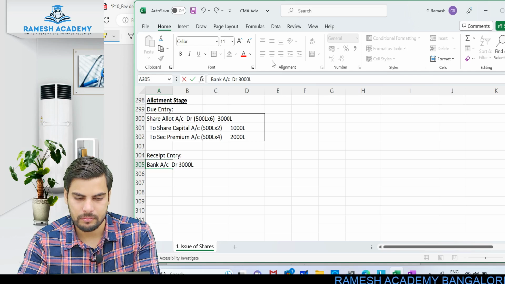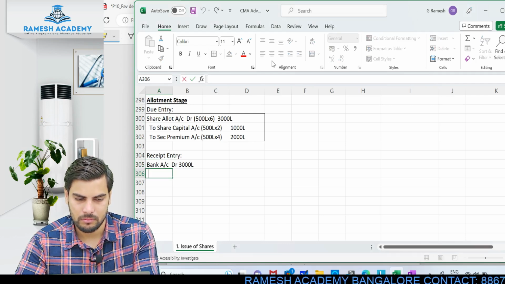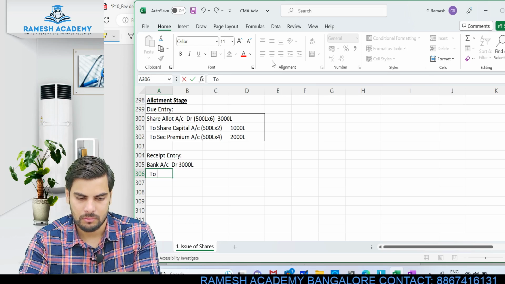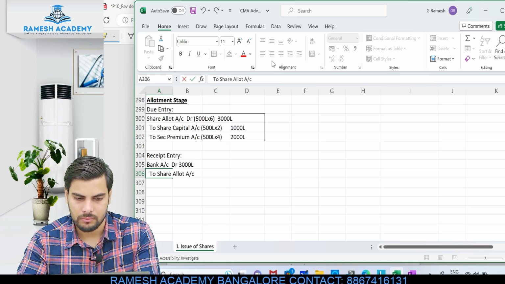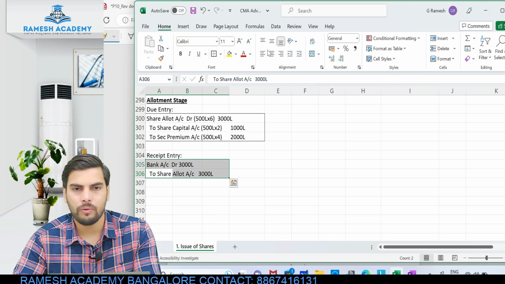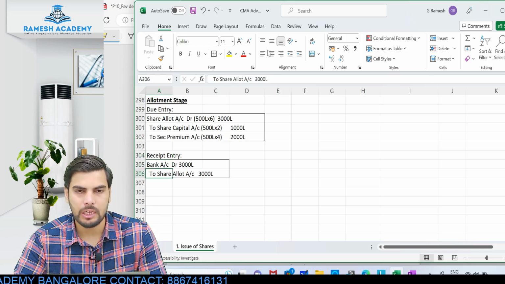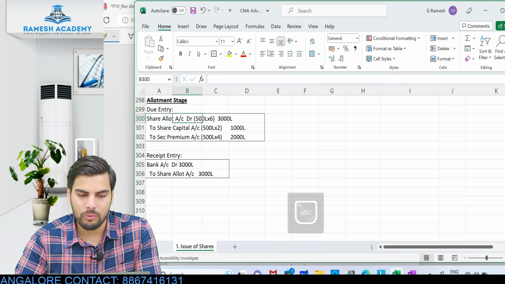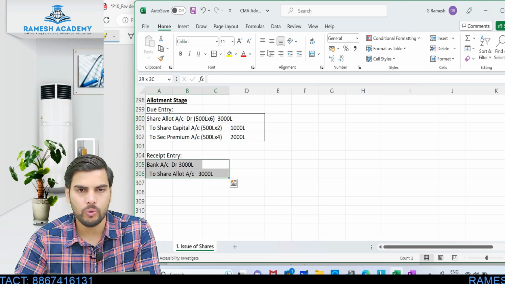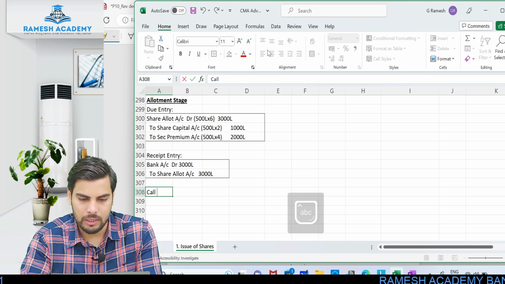3000 lakh to share allotment account 3000 lakh. So this entire amount whatever was received, this will be the entry when I receive the amount. So the entire 3000 lakh rupees was due. When I actually receive this entire 3000 lakh, the receipt entry will be bank account debit to share allotment account. Okay, simple. After this, the next stage would be call money stage.